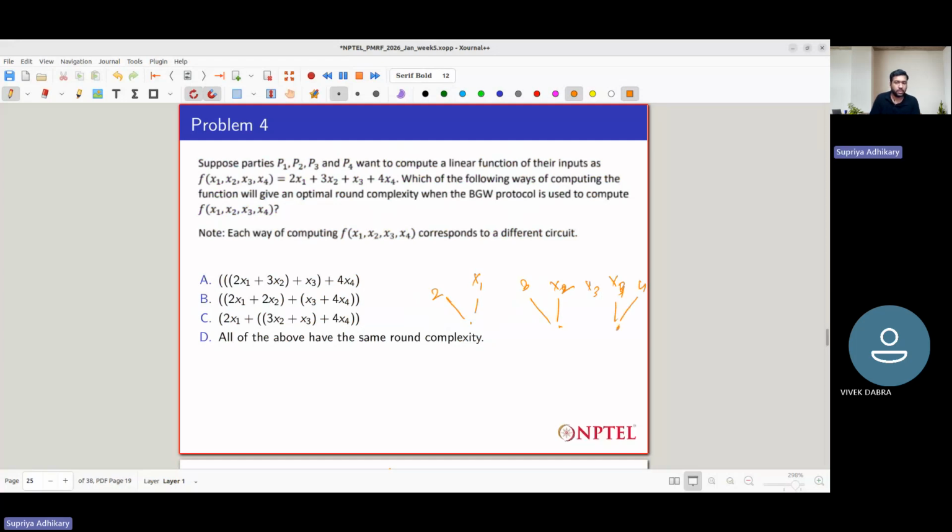So after that is done, these two are added together. So this is addition. Then x3 is added with it. Then x4 is added with it. And that is our final value.